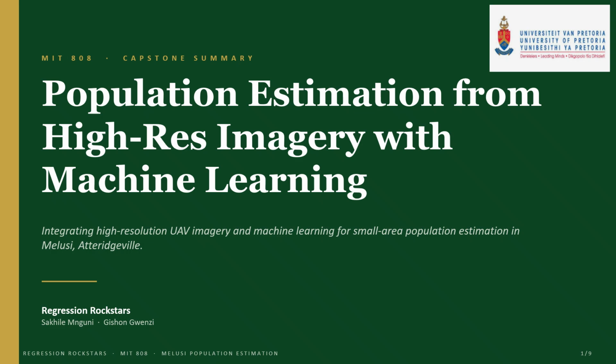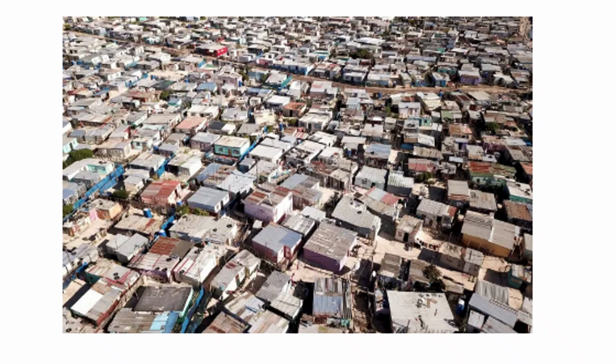Today we are regression rockstars. We will be estimating population sizes from high resolution imagery and also using machine learning. As you will see in this slide, it is difficult for us to estimate the population size because of how the houses are arranged.